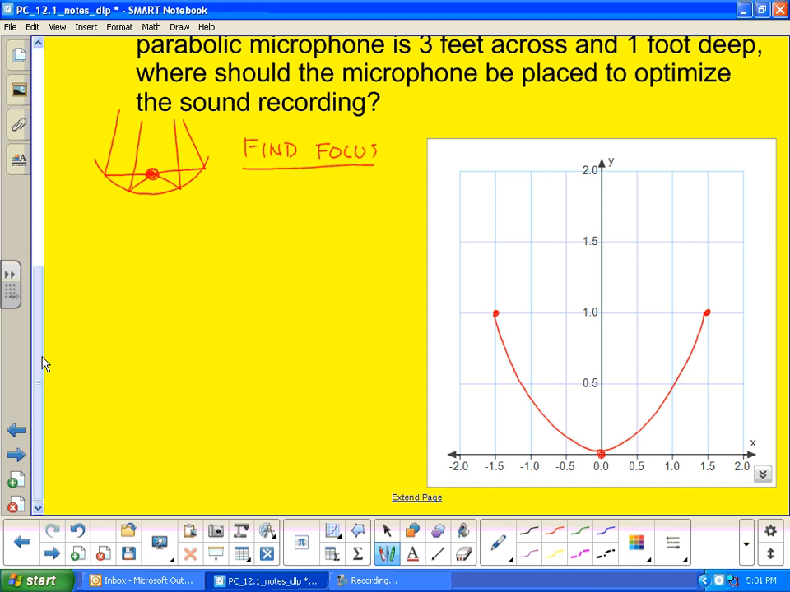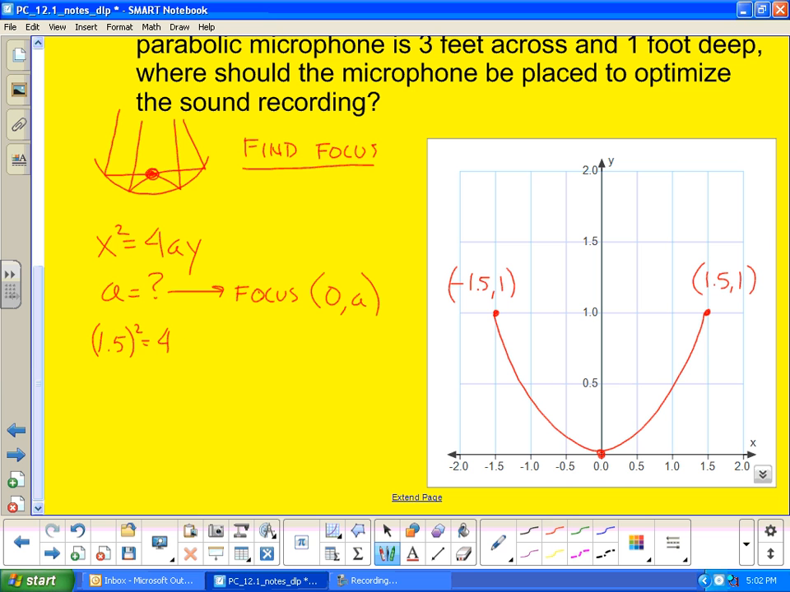All right. Well, let's see if we can find this thing. So our equation, we know generically, is going to be x squared is equal to 4ay. And I need to find a, because a will help me find where my focus is. And in this particular parabola, my focus is going to be 0, a. So that's what we need. Well, I have some points that I can use. So let's just say we're going to use 1.5 and 1. So if I take 1.5 squared, it equals 4a times 1. I have 2.25 is equal to 4a. And if I divide 2.25 by 4, I think, if I'm not mistaken, we get this.